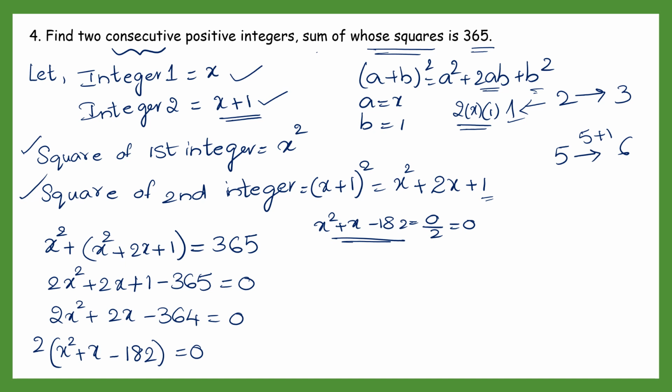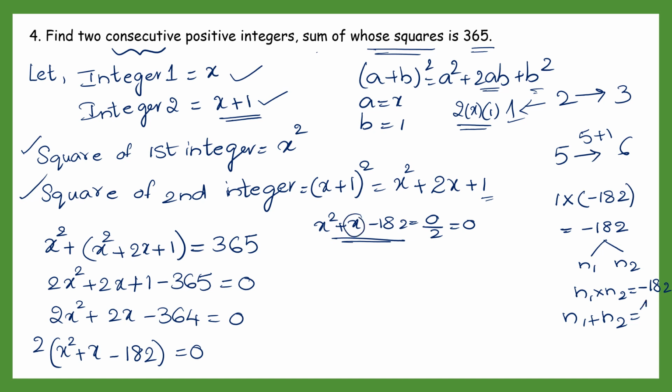We will use splitting the middle term method. So coefficient of x square is 1. The constant is minus 182. 1 into minus 182 is minus 182. Okay. We should split 182 into two numbers n1 and n2. The product of the numbers should be what? n1 into n2 should be minus 182. And the sum of the numbers n1 plus n2 should be the coefficient of x. Here coefficient of x is what? 1. So we should split 182 in such a way.